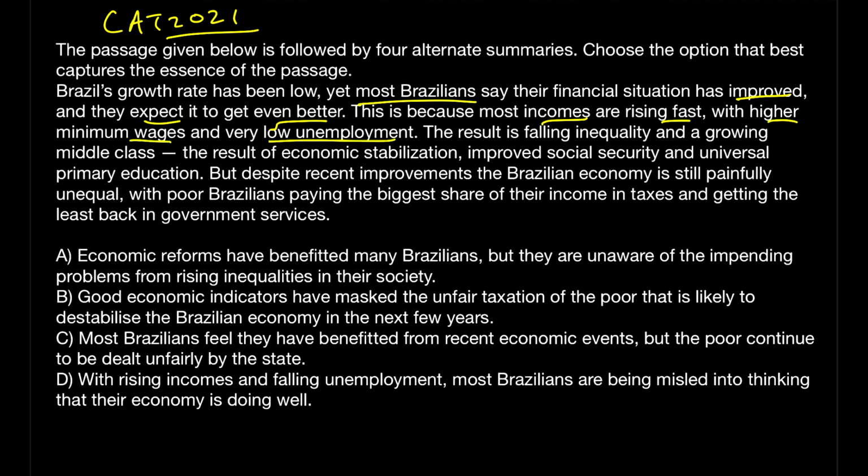This results in falling inequality and a growing middle class. Now, the result of economic stabilization, improved social security, universal primary education. But is a structured word, always very important. Despite recent improvements, the Brazilian economy is still painfully unequal, where poor Brazilians are paying the biggest share of their income in taxes and getting the least back from the government.